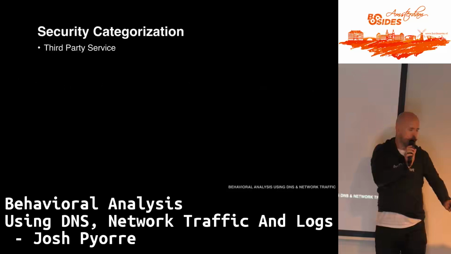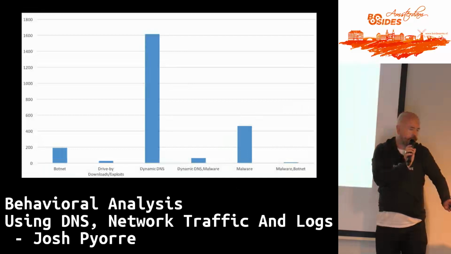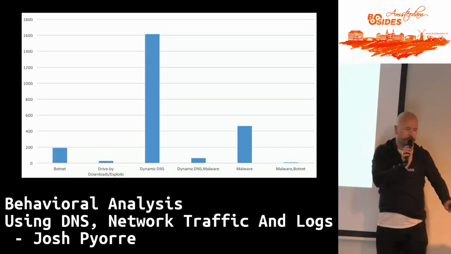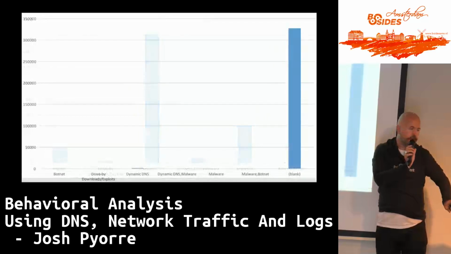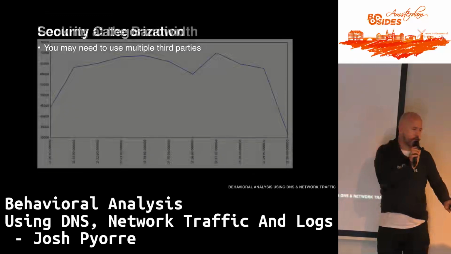So it's been reduced. Then we can do some security categorizations just to add on to this. Usually you need a third-party service to tell you it's being categorized as something bad. In this case, looking at it, I can see there's a bunch of botnet and dynamic DNS. It's labeled that way through whatever system. I pulled this in from VirusTotal and from OpenDNS. You get a lot of blanks, though, so you might need to use multiple third parties.